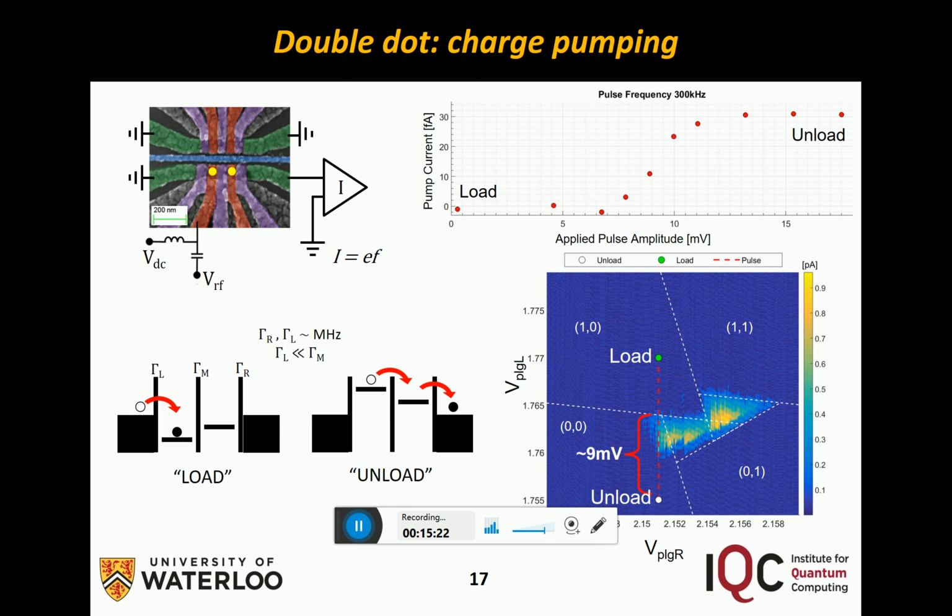So during the load, what you're doing is you're allowing an electron to tunnel into the left dot. And during the unload, this electron is preferably going to tunnel into the right dot and then out into the right lead.